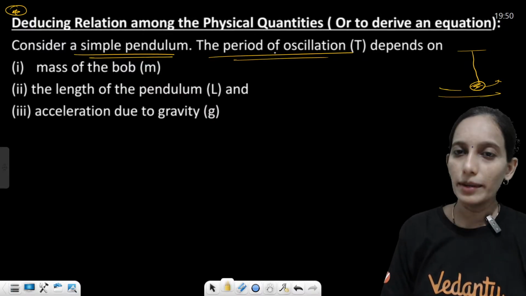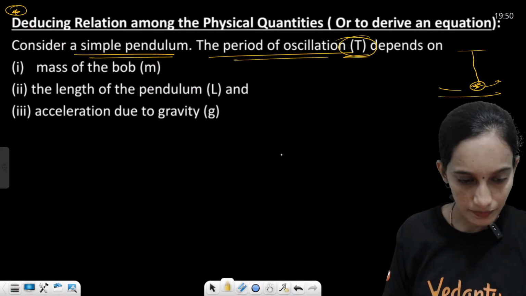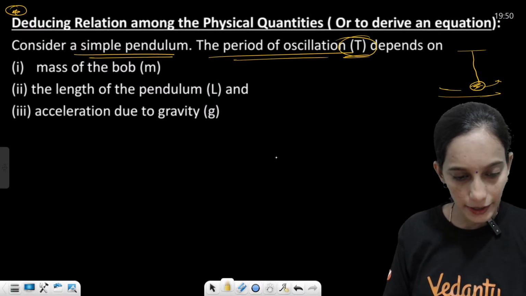Time period or period of oscillation, we can say. We take it as capital T. Okay, hope you are all following.